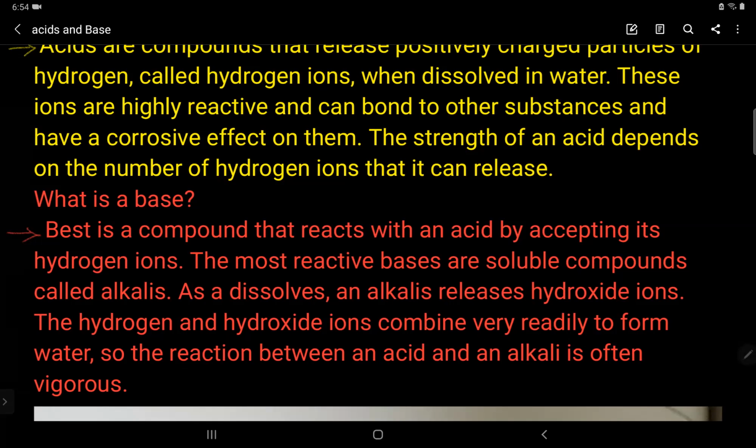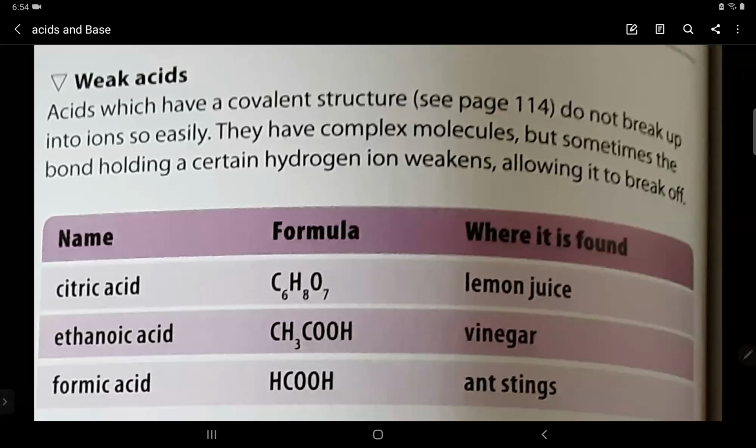Now let's read ahead. Weak acids. Acids which have a covalent structure do not break up into ions so easily. They have complex molecules, but sometimes the bond holding a certain hydrogen ion weakens, allowing it to break off. So here are some names, their formulas, and where they can be found.